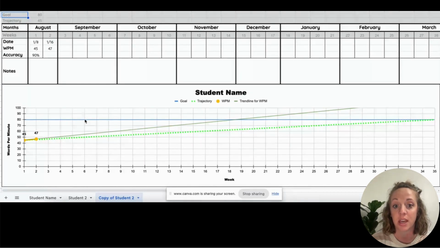So that's how I track my data online for my students, and also how my students track their own data.